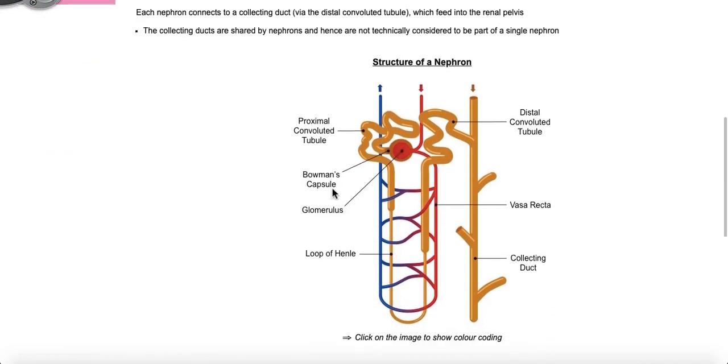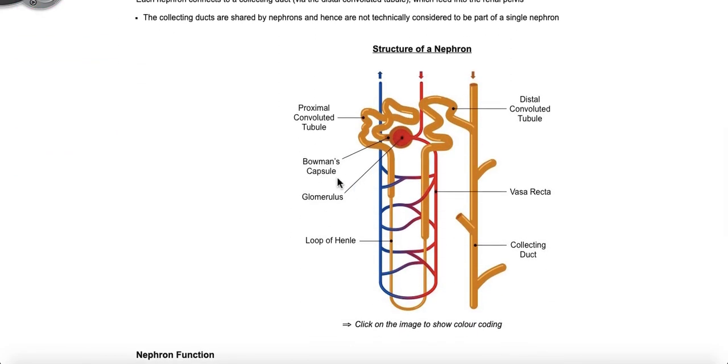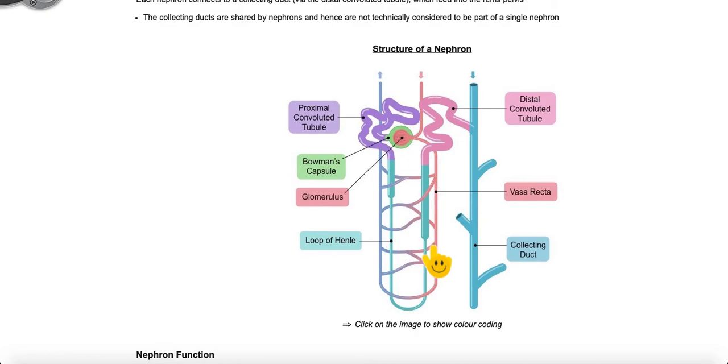So right here in this structure, you see the diagram of the nephron, and you see that all the different parts of the nephron are labeled. So your job is to be able to explain what these different parts do. If you click on the image, you see where one structure begins and the other one ends, and it shows you that via the color coding.